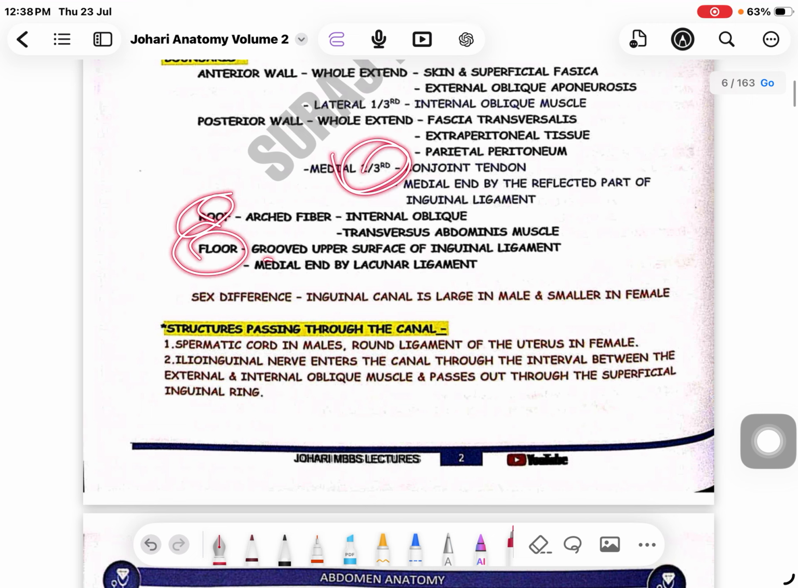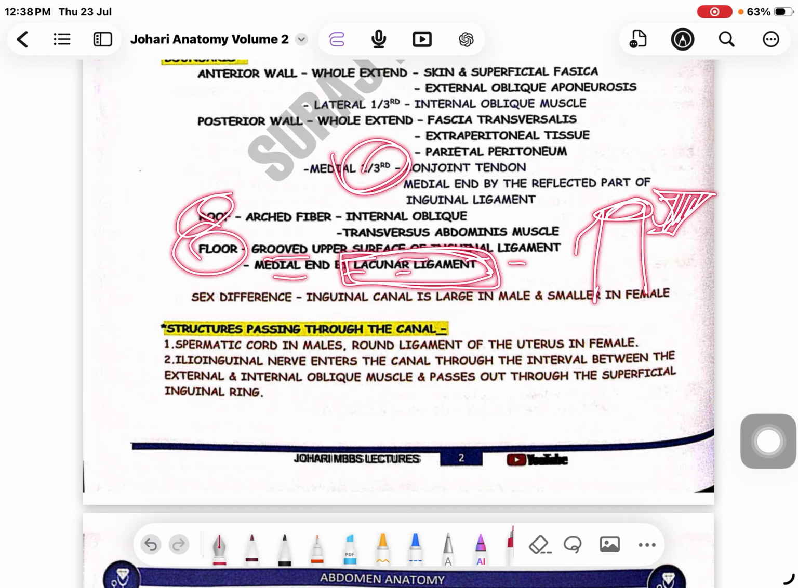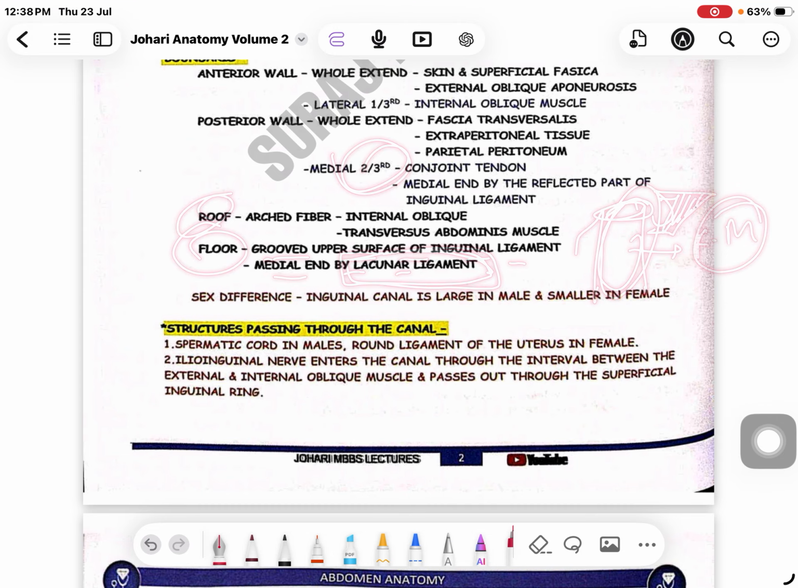The floor is the grooved upper surface of inguinal ligament, medial end by lacunar ligament. So we know that lacunar ligament is present just at the side of our femoral canal. So the floor is formed by the grooved upper surface of inguinal ligament and the medial end by lacunar ligament. It's present.